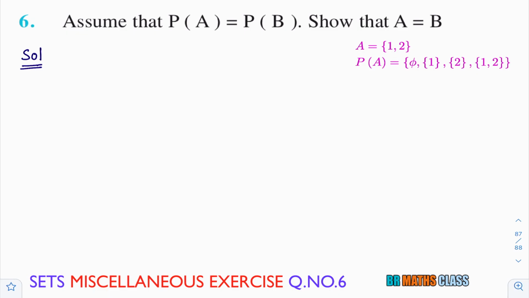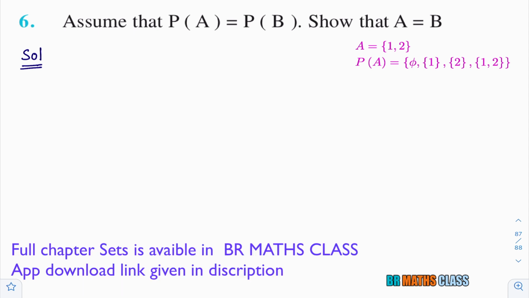Observe this sixth question, what they are asking. Assume that when P of A equals P of B, then show that set A equals set B. This is a little difficult to explain, so first try to understand what is A and what is P of A.